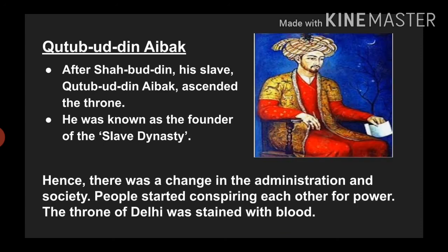After Shahabuddin, his slave, who was also his commander, Qutbuddin Aibak, ascended the throne. He was known as the founder of the slave dynasty. With this, Rajput rule came to an end in Delhi. There was a change in the administration and society. In place of valor and sacrifice, people started conspiring against each other for power. And in this way, the throne of Delhi was stained with blood.